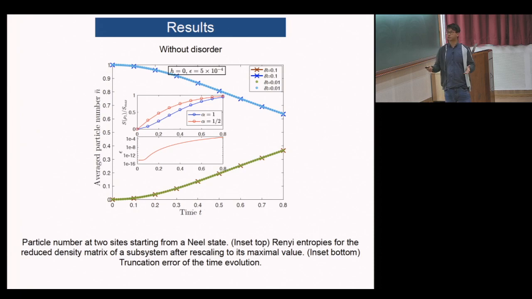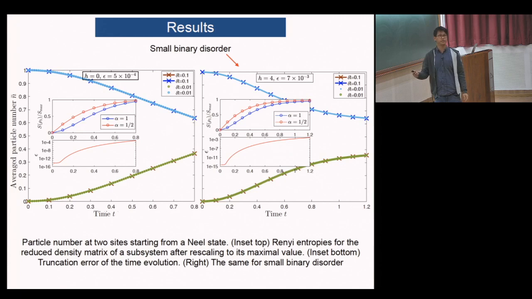So this is the plot without a disorder, and now let us look at what happens when we add small disorder. I will first start by adding small binary disorder, which means that my auxiliary state has only two states, and it also means that my disordered field can take only two values. So here, let's say it can take only one and minus one. This is what I mean by binary disorder.